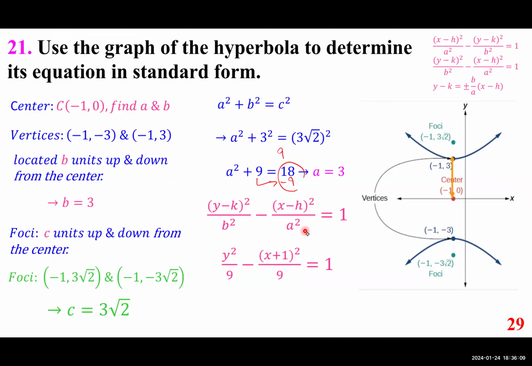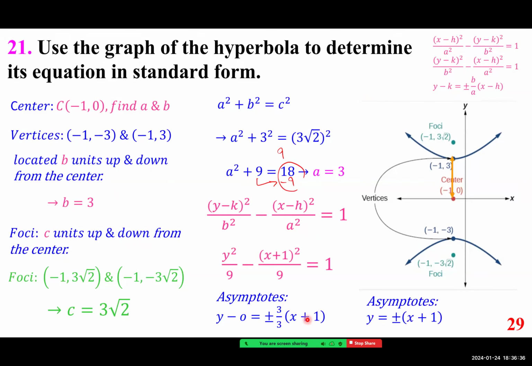And practically we're done. But if we wanted to figure out what the asymptote is, we can go with this. y minus k, that means y minus 0 equals plus minus b over a, 3 over 3, which makes it 1, x plus 1. And I hope you see this is 1. So y is plus minus x plus 1. So either y is x plus 1, or y is minus x minus 1. That's the idea. So we can figure out what's going on here.